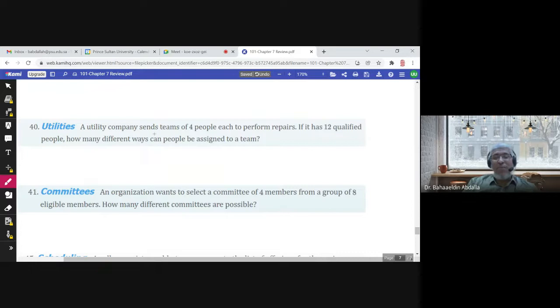A utility company sends teams of 4 people, each to perform repairs. So these 4 people will perform repairs. There is no difference between them. They construct one team, okay? So if it has 12 qualified people, how many different ways can people be assigned to a team? So we have 12 and we need to select 4 of them without order. So this is just 12C4. If you use the calculator, the number is 495.